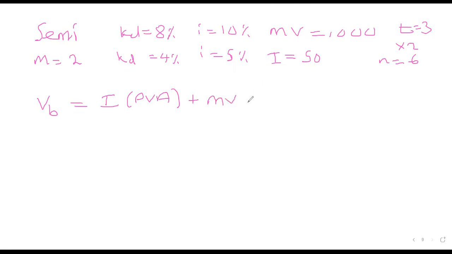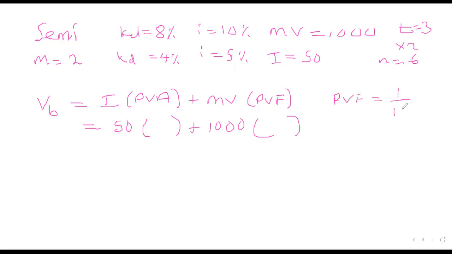Maturity value times the interest factor. So our I here is 50. We'll calculate the annuity factor and the interest factor using the adjusted rate. So our interest factor is still 1 over 1 plus R to the power N. Since we're now using 4%, it will be 1 over 1.04 to the power of our N, which is 6. What are we getting?